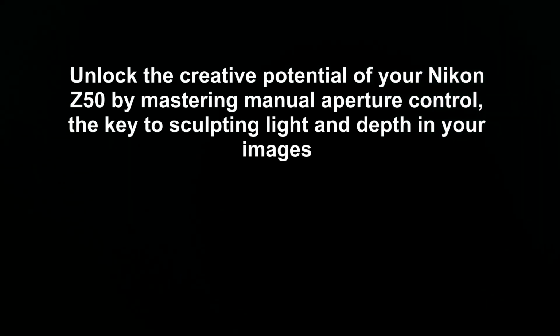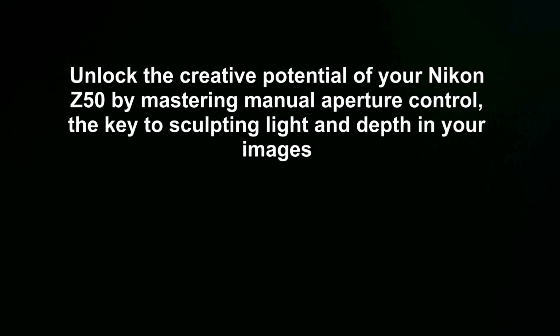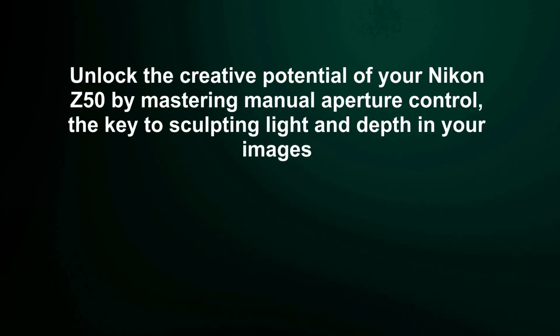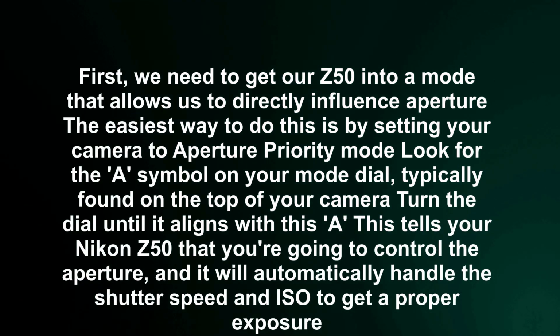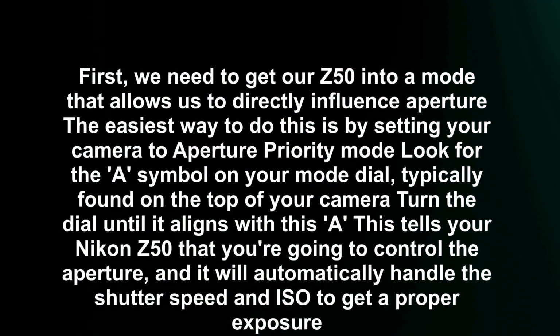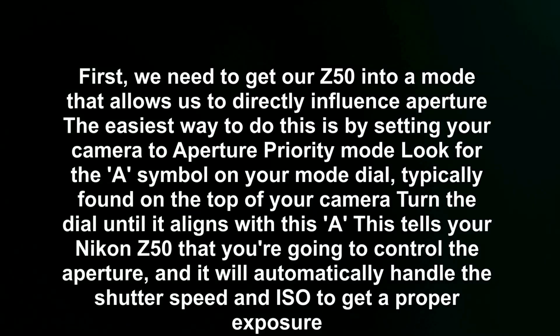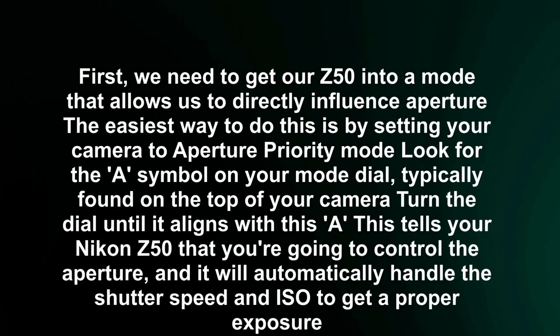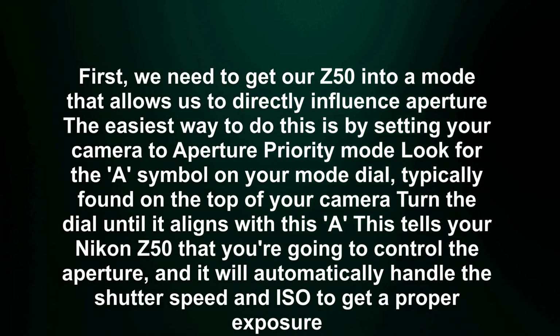Unlock the creative potential of your Nikon Z50 by mastering manual aperture control, the key to sculpting light and depth in your images. First, we need to get our Z50 into a mode that allows us to directly influence aperture. The easiest way to do this is by setting your camera to aperture priority mode. Look for this symbol on your mode dial, typically found on the top of your camera.